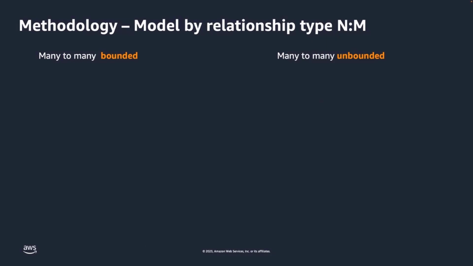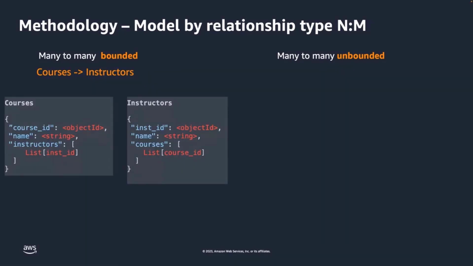For the many-to-many relationship, you'll have two subcases. One is for when the relationship between the entities is bounded, and the other when the relation is unbounded. Let's take another example, the use case of courses and instructors. A course can have a limited number of instructors, and an instructor can teach a limited number of courses. In document databases, you can model this by embedding the list of instructors in each course document and the list of course IDs or subdocuments in each instructor document. This is known as the two-way embedding method.